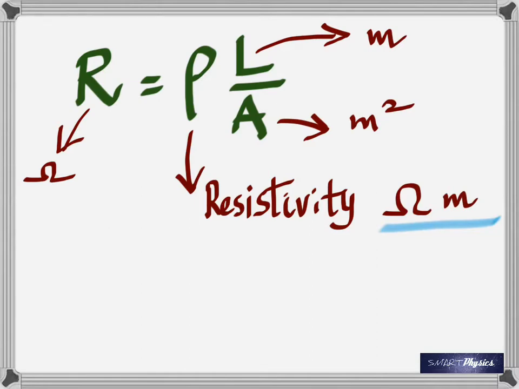We know that resistivity for conductors is of the order of 10 to the negative 8 ohm meter. For semiconductors it is 10 to the negative 3 to negative 5. And for insulators, it could be 10 to the positive 13 to 10 to the 15. So resistivity is a constant for each material.